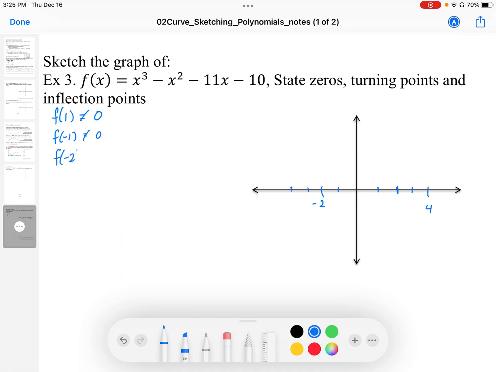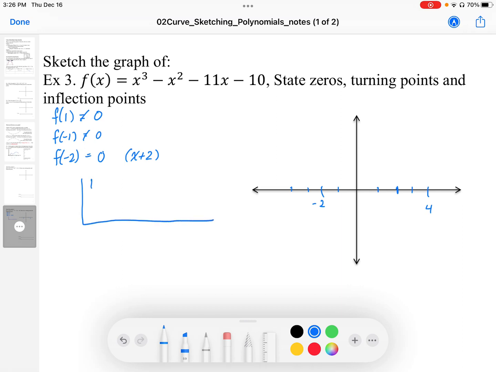So I'm going to try negative 2. When I plug negative 2 in, I get negative 8 minus positive 4, so that's negative 12, plus 22, that's going to give me positive 10, minus 10 is going to give me the 0. So here's my factor. It's going to be x plus 2. So then I need to divide to break down this polynomial.